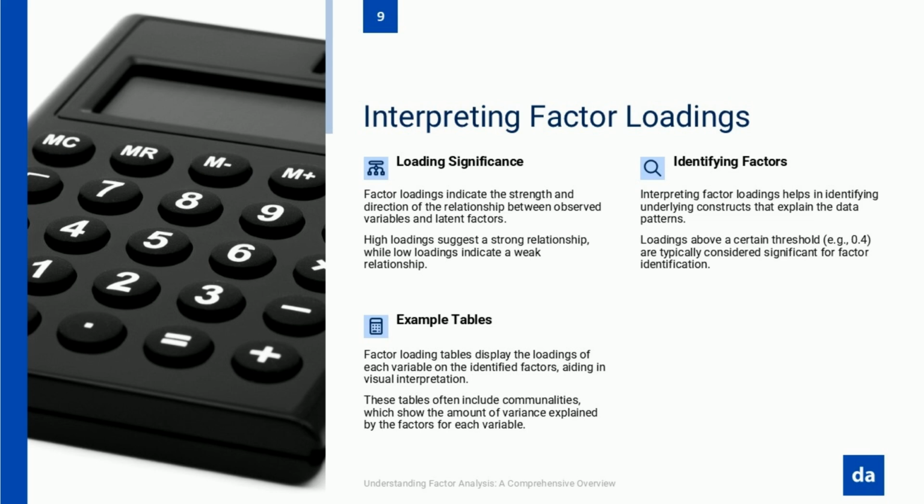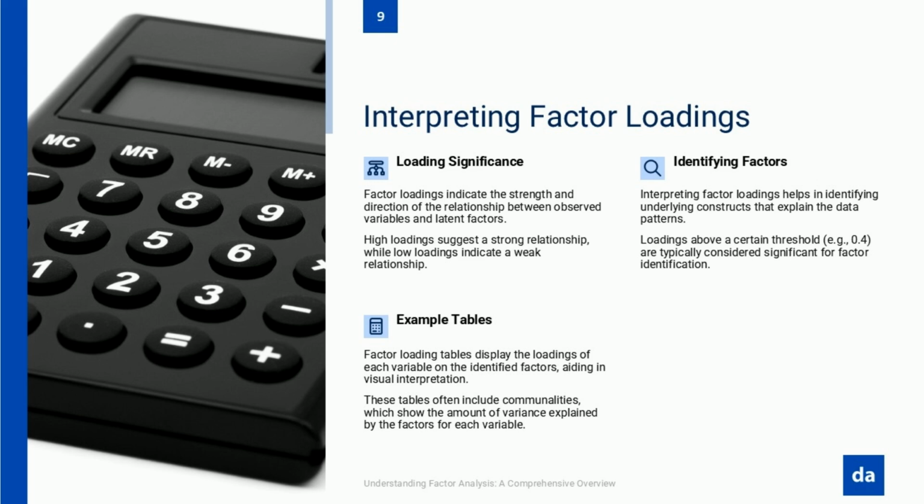But be careful. Just because a variable loads strongly onto a factor doesn't mean it's causing the relationship. Correlation isn't causation, and misinterpreting factor loadings can lead to some seriously flawed conclusions. If factor loadings were a crime scene, they'd tell us who was present, but not necessarily who committed the crime. That's why interpretation requires both statistical logic and subject matter expertise.